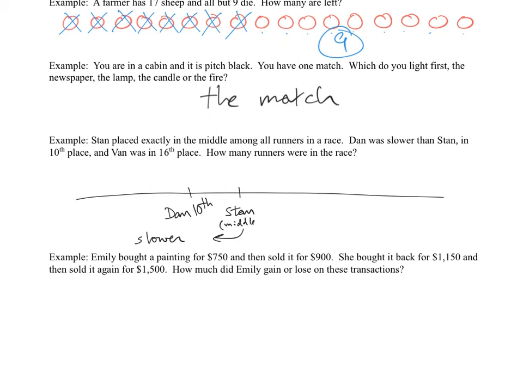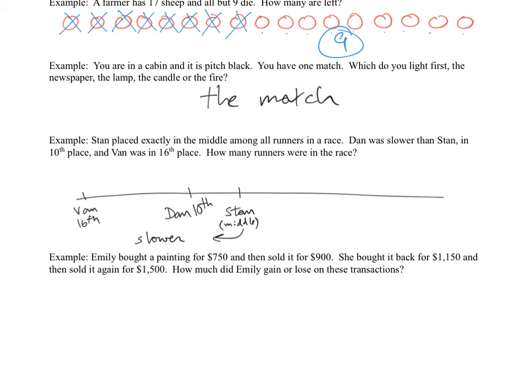So let's get all this down in a picture. There we go. And Van was in 16th place. And the question is, how many runners were in the race? Well, I'm wondering, is there even a way to know how many runners were in the race? And in this case, it is absolutely possible to tell how many runners were in the race.